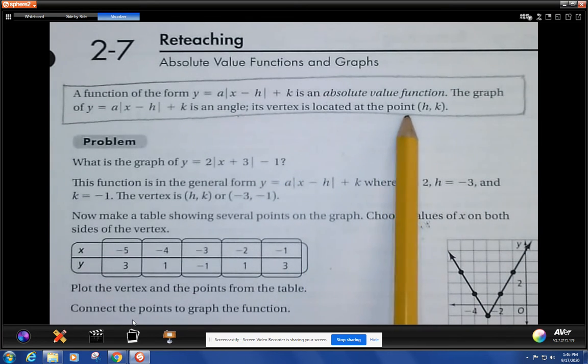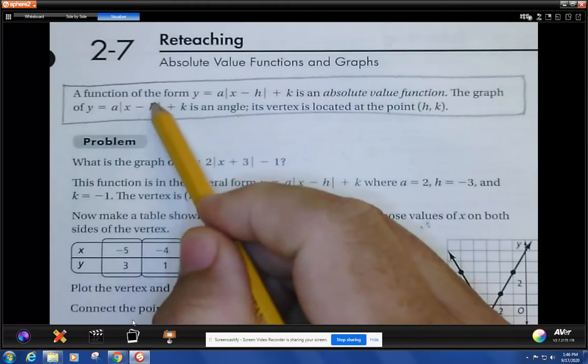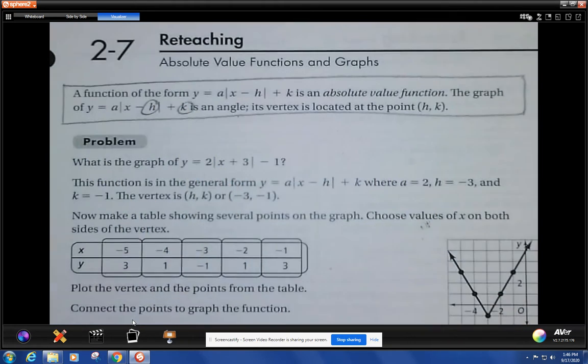Now, this is very, very important. Its vertex is located at the point h, k. So h and k in our formula actually denotes where the vertex is, okay? So that is very important because when we get to talking about parabolas later, as a matter of fact, when we get talking about circles, this is going to come back into play again. You're thinking circles, yeah. When we talk about the equations of circles, this h and k is going to come right back again. And so you're going to hear this terminology again and again.